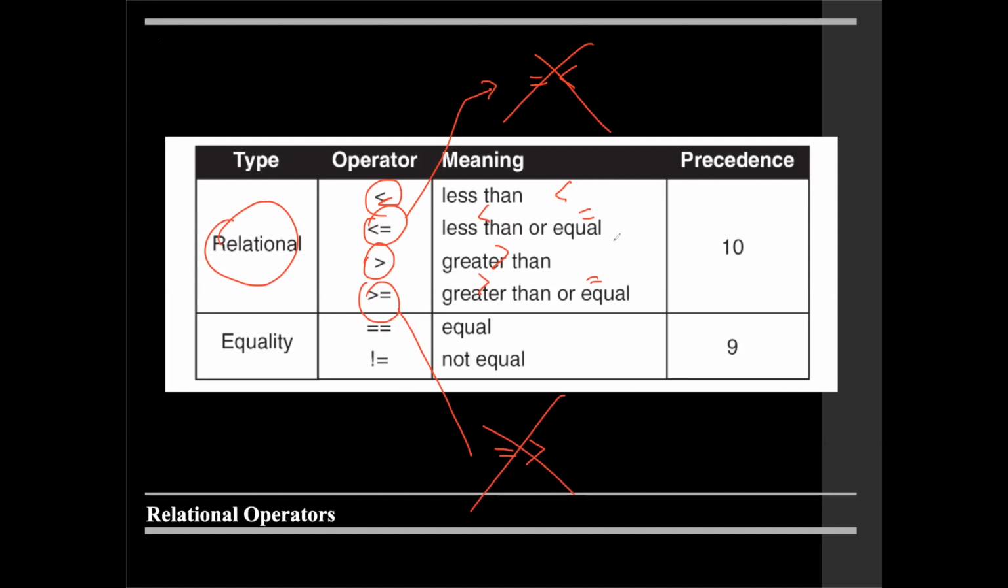Do not worry about the precedence. Actually, there's a ranking system. You don't have to commit the entire ranking system to memory, but just know how relational operators are composed in your program.